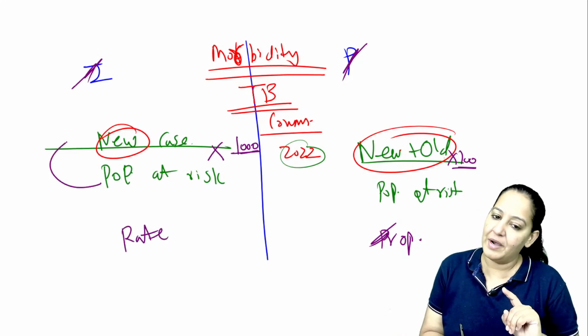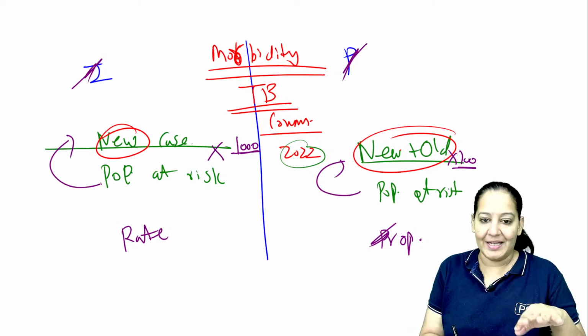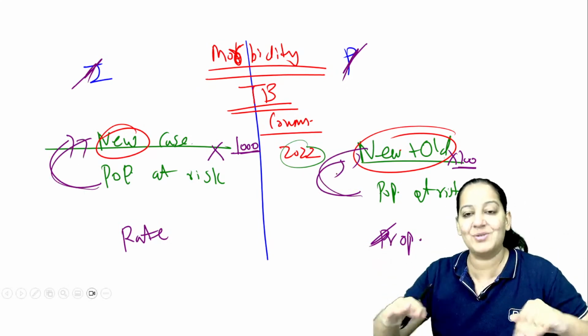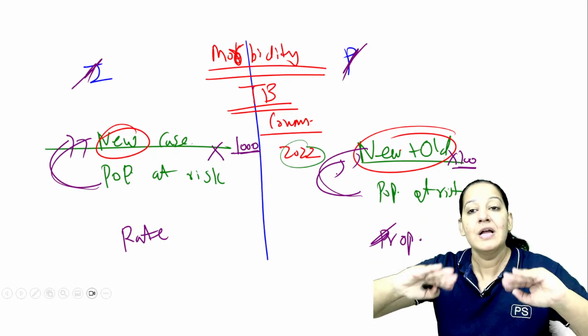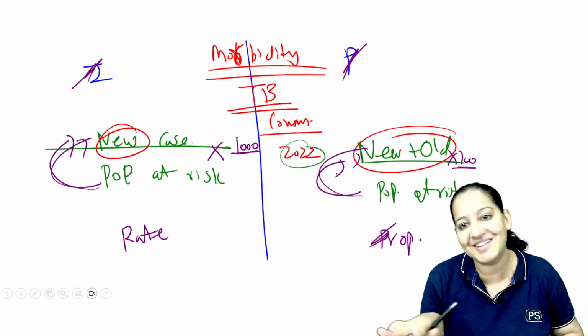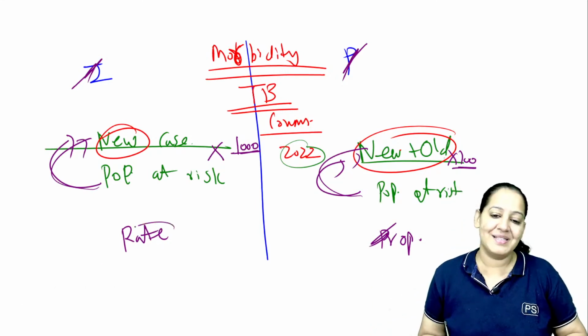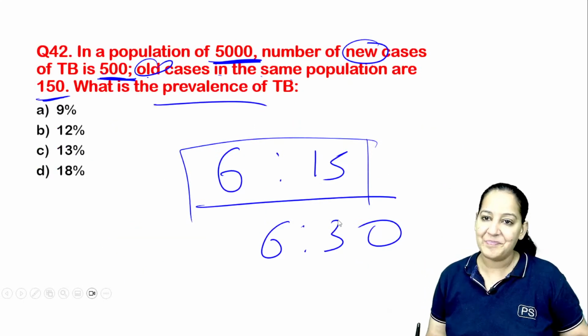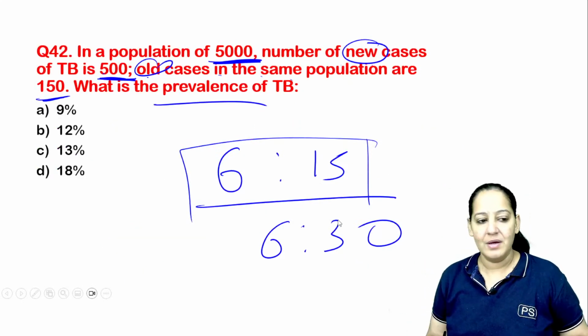In both of them, the numerator is a part of the denominator. Actually, the new cases as well as old cases are from the population only. They are not aliens. So they are from the population only. The numerator is a part of the denominator in both of them. But the multiplier is different. That matters. So incidence is a rate and proportion. Prevalence is a proportion. Yesterday I taught you. So apply the knowledge now.